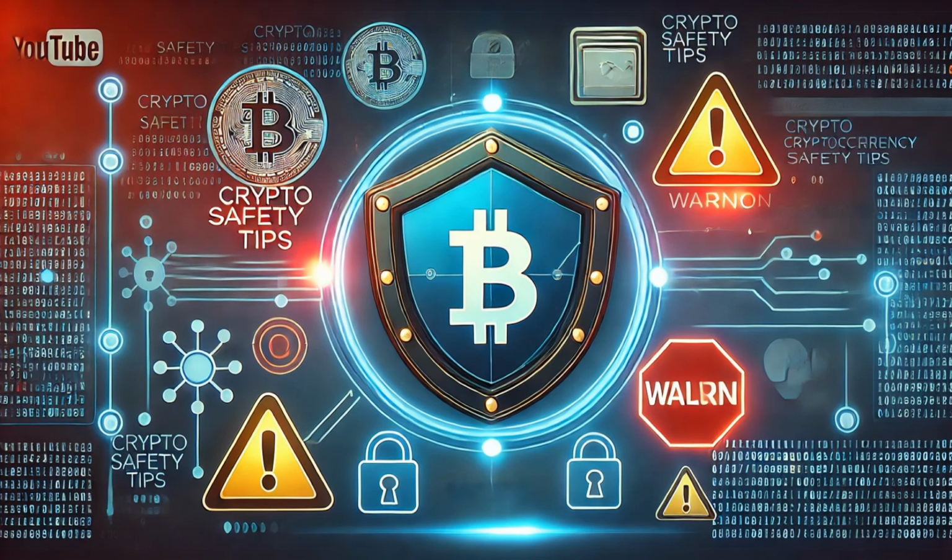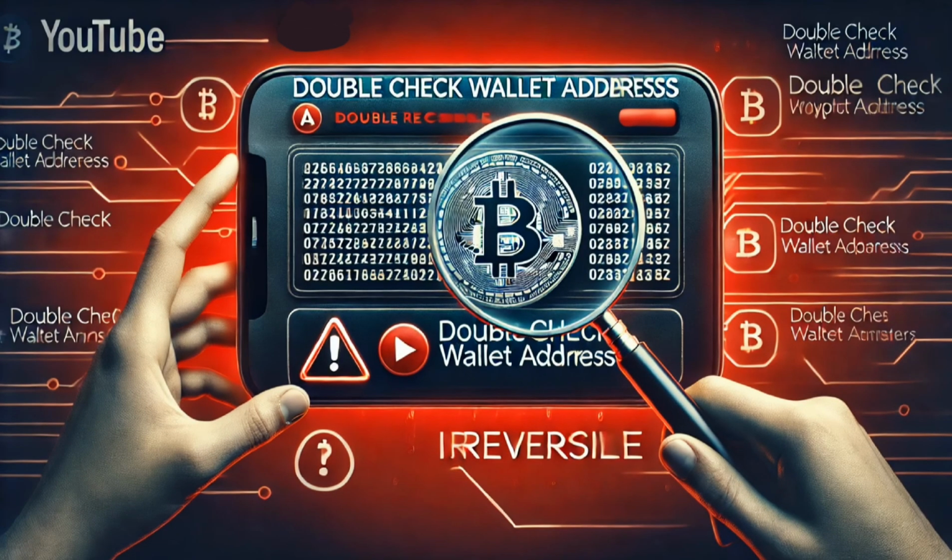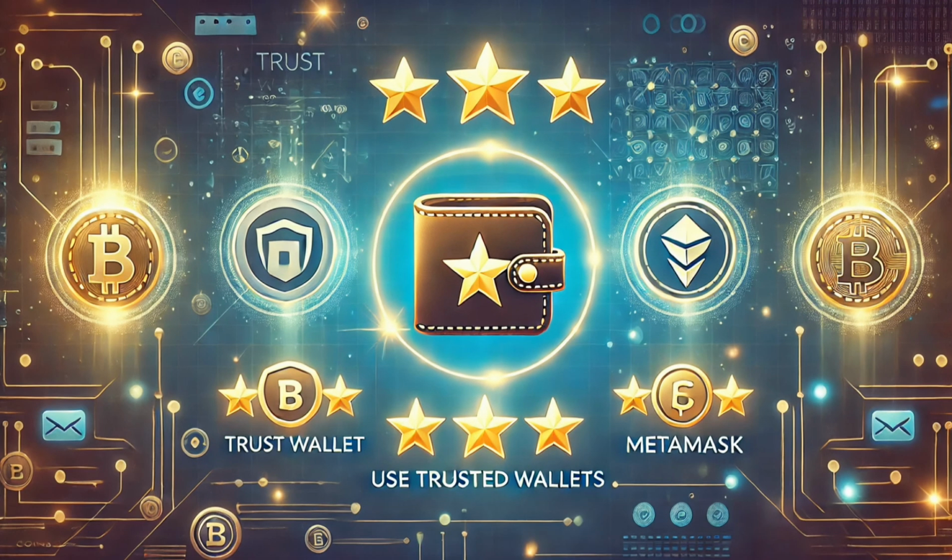Now, before we wrap up, here are some important tips to keep your crypto safe. Number 1. Double-check wallet addresses. Crypto transactions are irreversible. Make sure the address you're sending to is correct. Number 2. Use trusted wallets. Stick with popular, well-reviewed wallets like Trust Wallet, MetaMask, or Coinbase.